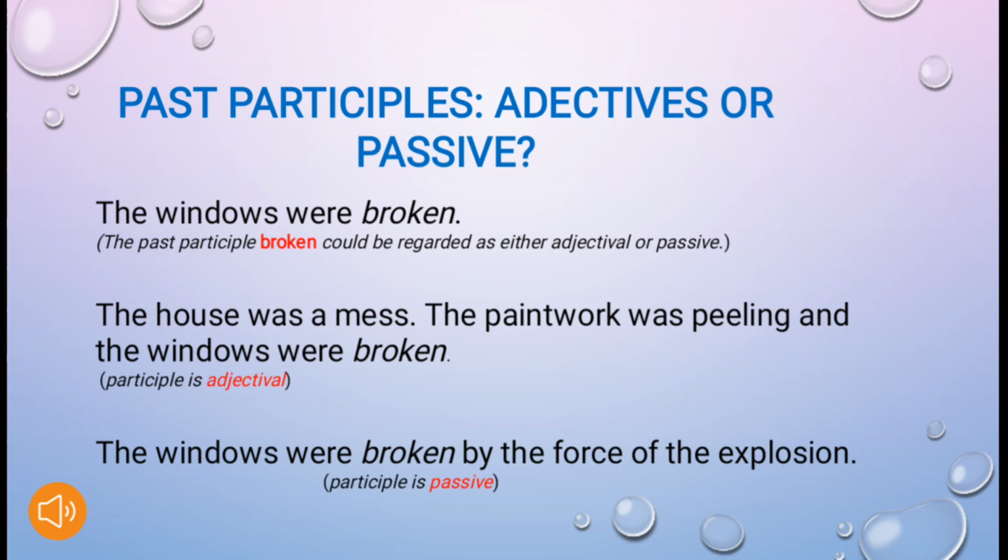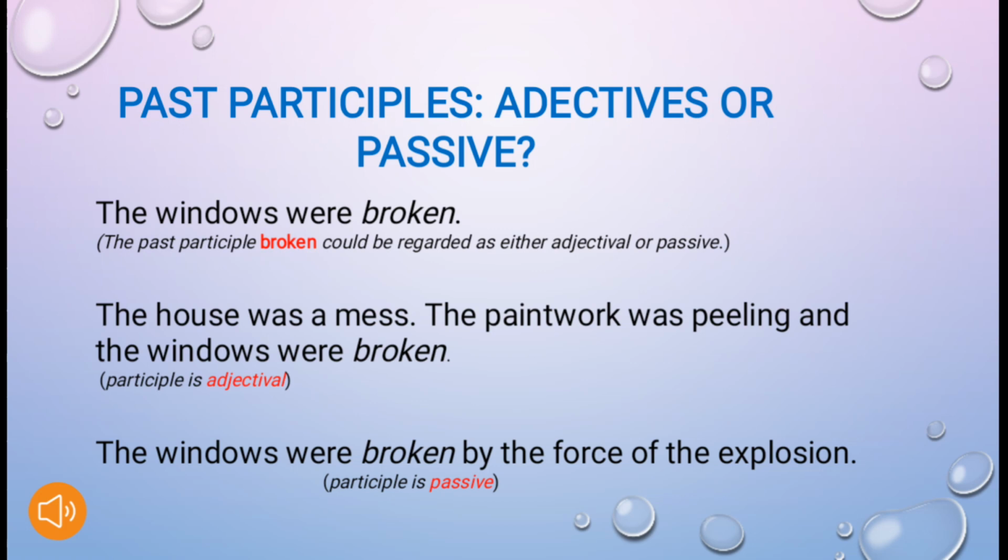We have here three sample sentences in which we can choose whether it is adjective or passive. First sentence: the windows were broken. The past participle broken could be regarded as either adjectival or passive. Why? It is because of the use of the participle broken. We can also observe the second sentence that says the house was a mess, the paint work was peeling, and the windows were broken.